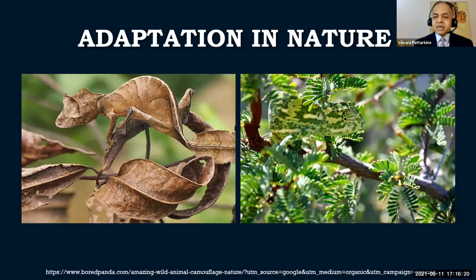Here is an adaptation where the creature is camouflaging itself. It's very hard to figure out where is the gecko here in the left picture. Where is the chameleon here in the right picture? Isn't it fascinating? Completely camouflaged. The reason they do that is because their prey, their food, cannot really figure out what's going to come and hit them. So this is how they can catch their food. Okay. So these are examples in nature, how nature adapts to itself.